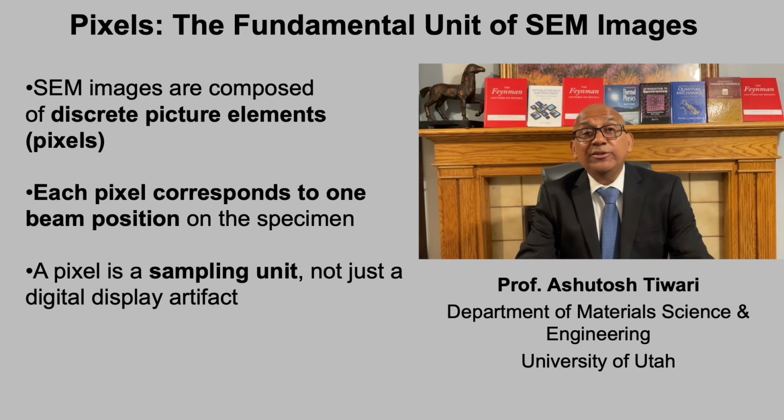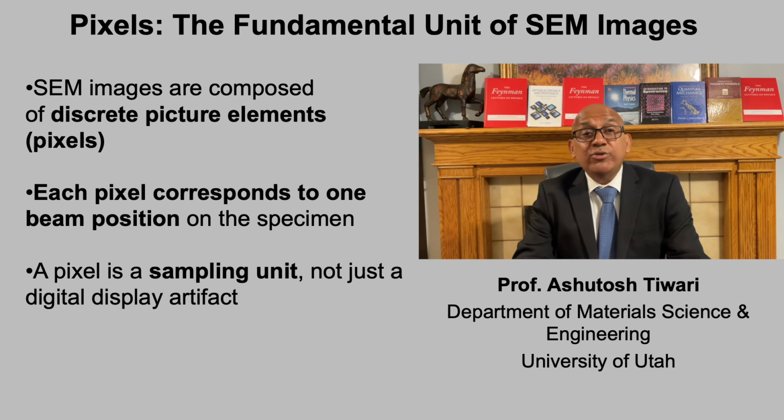A very useful concept for understanding image formation and resolution in the SEM is the idea of the pixel, or picture element. An SEM image is not continuous. Instead, it is made up of a large number of discrete pixels arranged in a grid. Each pixel corresponds to a specific position of the electron beam on the specimen during the scan. When the beam dwells at that position, the emitted signal is measured and assigned a brightness value to that pixel.